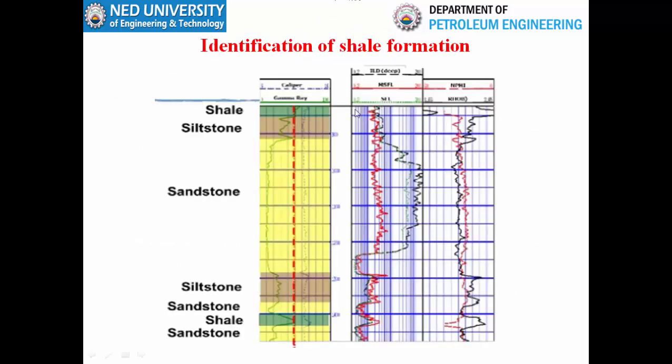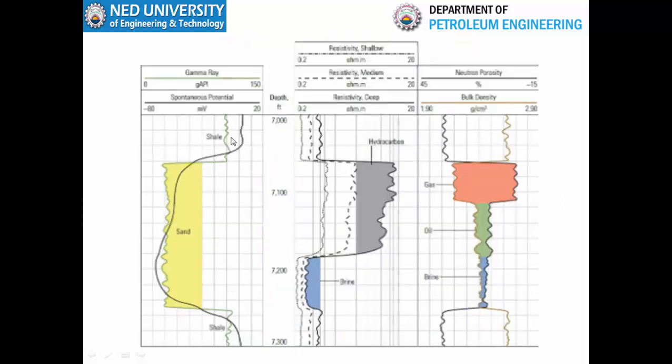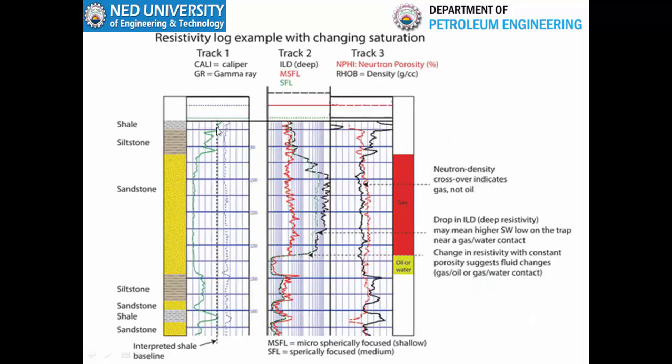So as you can see, shale has high gamma ray value, low resistivity, and all curves are overlapping. You have the positive separation. You have the positive separation, low resistivity value, high gamma ray value. You have the overlapping. So by combining all these logs, you can easily identify the shale zones.